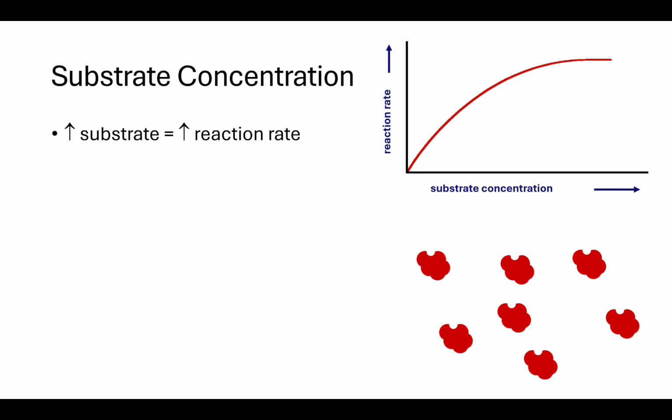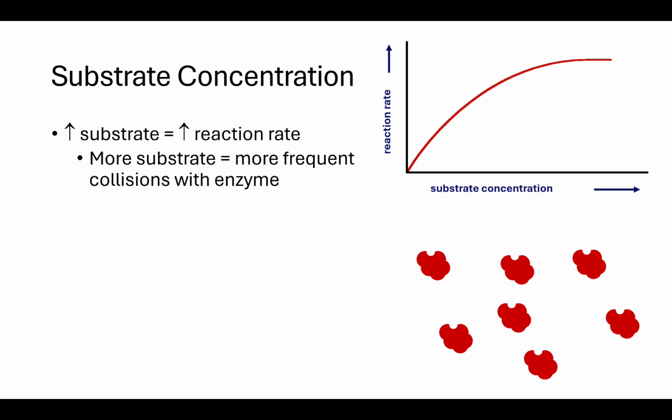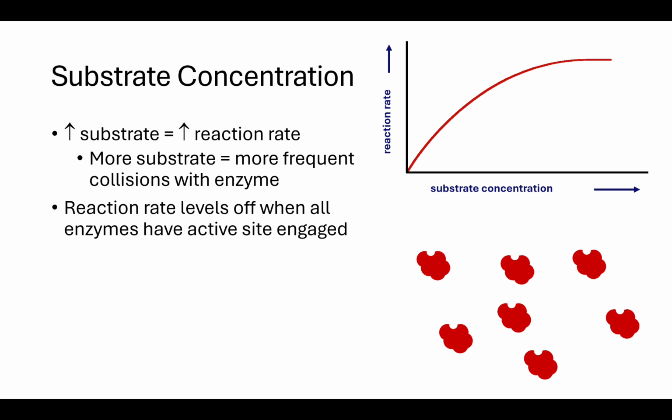Similarly, substrate concentration can also have an impact. So as you can see in this graph, for a while, as you increase the substrate concentration, the reaction rate will increase as well. Because the more substrate you have, the more often you'll have collisions with an enzyme. But when all the enzymes have their active sites engaged, it doesn't matter how much you increase the substrate concentration past that, eventually it's going to level off because all your enzymes are engaged. That's if you're keeping the amount of enzyme constant.